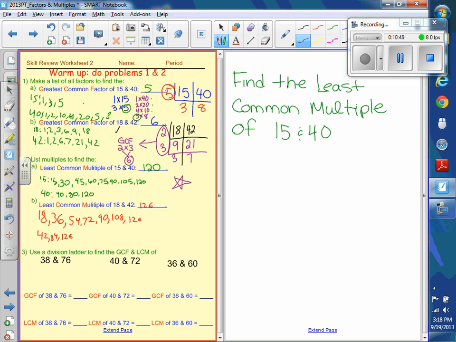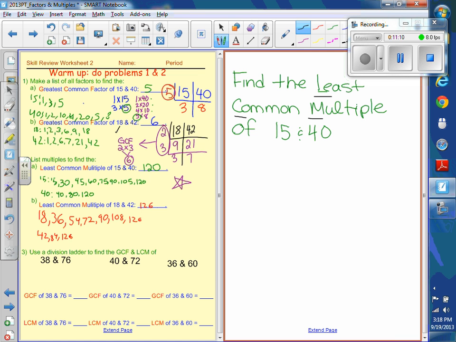So we already know what the answer should be, but you can do the division ladder. So you should write this on your binder paper. Okay, ready? Do you have a note paper? So this is going to be the least common multiple of 15 and 40. So you start the same way. You're going to use the division ladder.